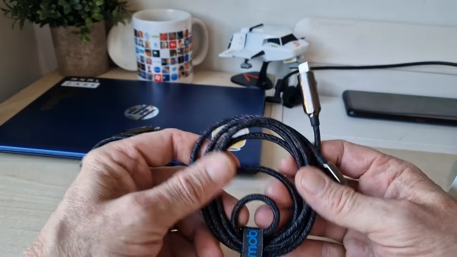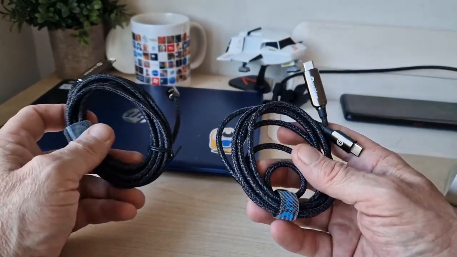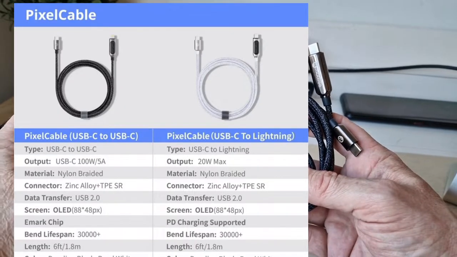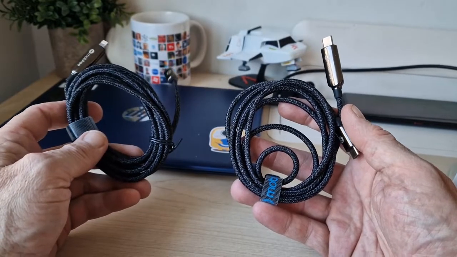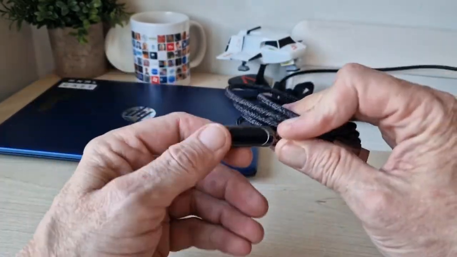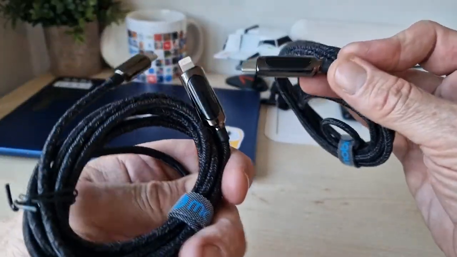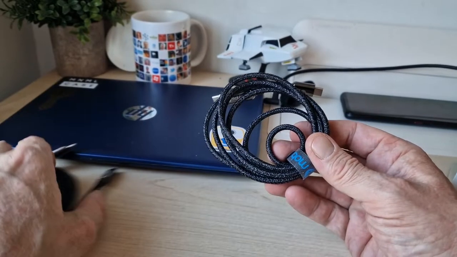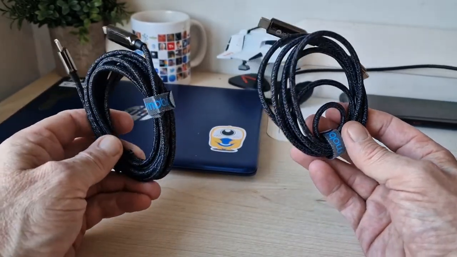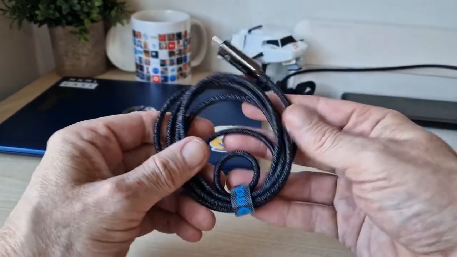You can see it's braided and it's very, very tough. And they're nylon braided with zinc alloy connectors with TPE SR, both of them. Data transfer is USB 2.0. You've got an OLED screen. So in here is what this is all about. On both of these, you can see you've got screens on the front of them. You've got an eMark chip, and you've got a 6 foot cable, which is good. And they come in two to three different colors, and that's what they look like there. And you can see yourself, they're anti-tangle as well.